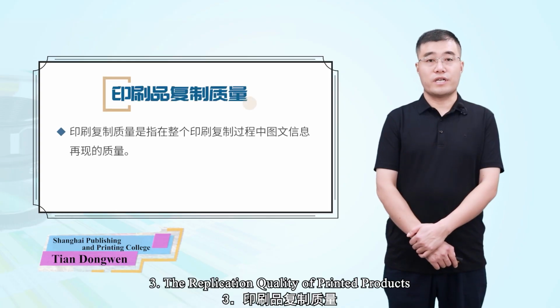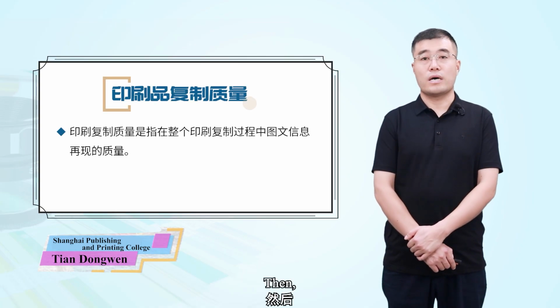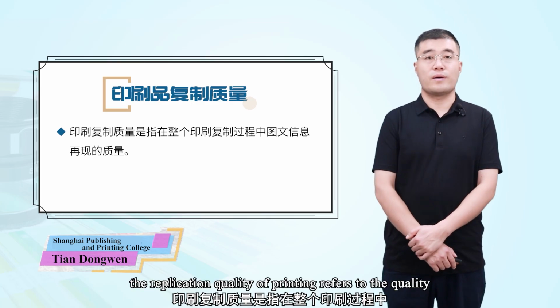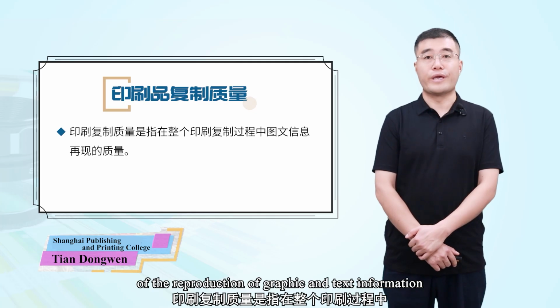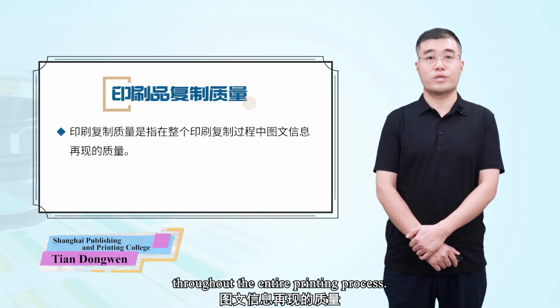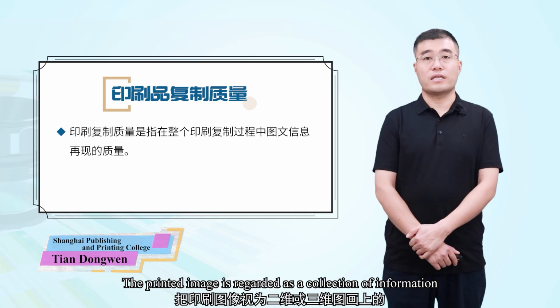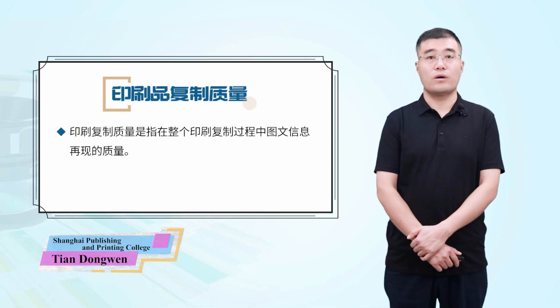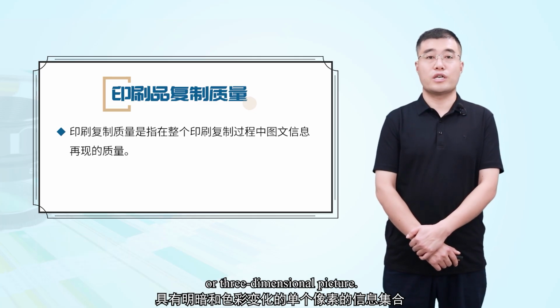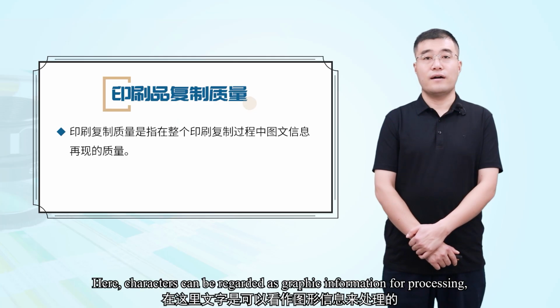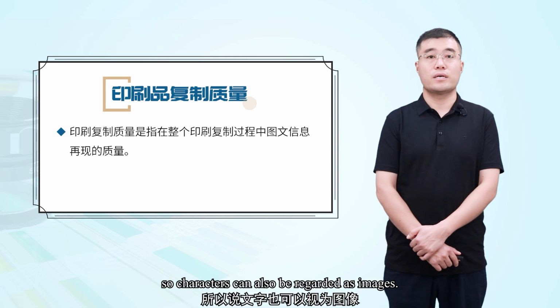3. The replication quality of printed products. The replication quality of printing refers to the quality of the reproduction of graphic and text information. Throughout the entire printing process, the printed image is regarded as a collection of information of individual pixels, with light and dark and color changes on a two-dimensional or three-dimensional picture. Here, characters can be regarded as graphic information for processing. So characters can also be regarded as images.